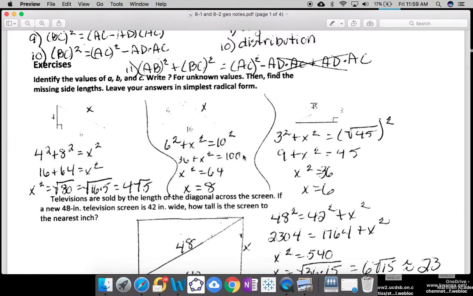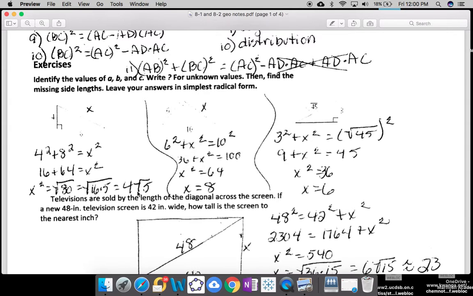Now using it, oh sorry, this scanned really light. I have legs of 4 and 8 in my right triangle, and I'm trying to find the hypotenuse. 4 squared plus 8 squared equals x squared. 4 squared plus 8 squared is 80. Square root of 80, I can divide 80 into two products, 16 times 5, which gives me 4 square root of 5.